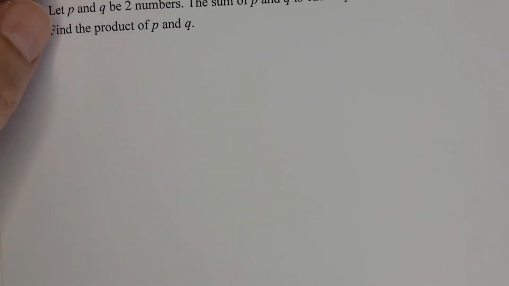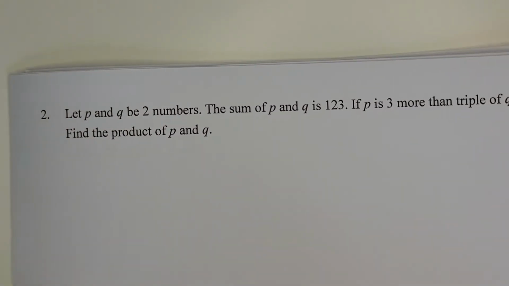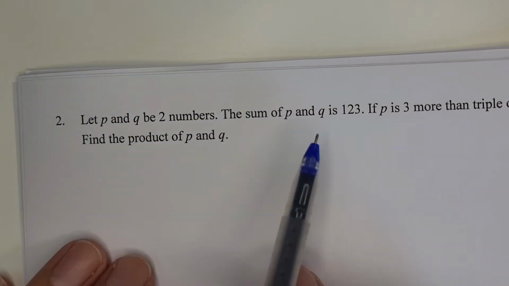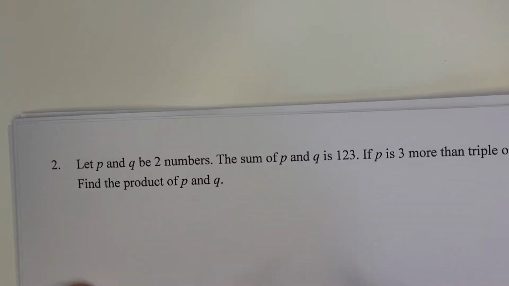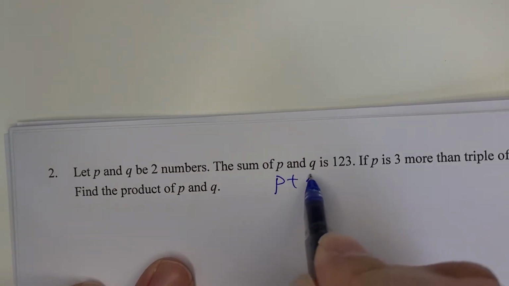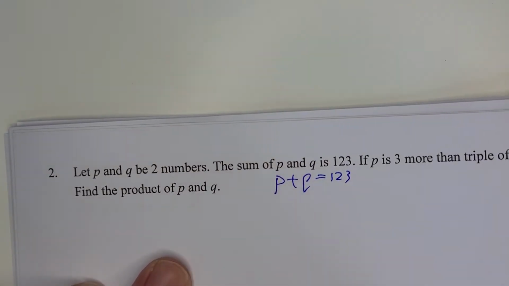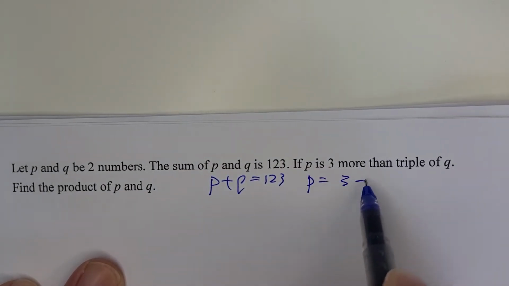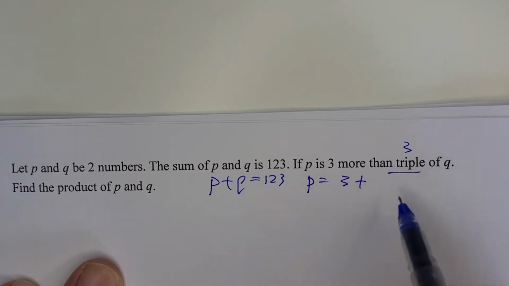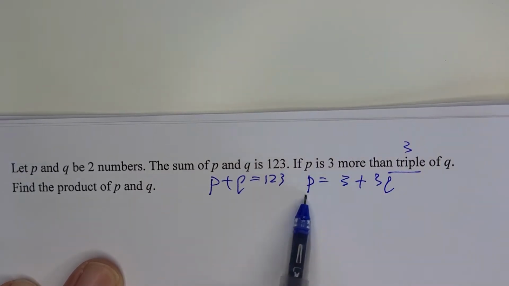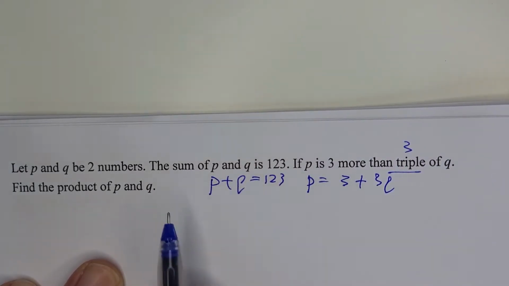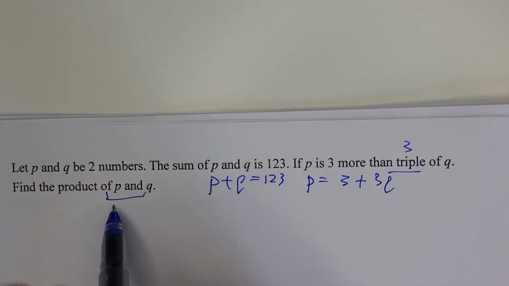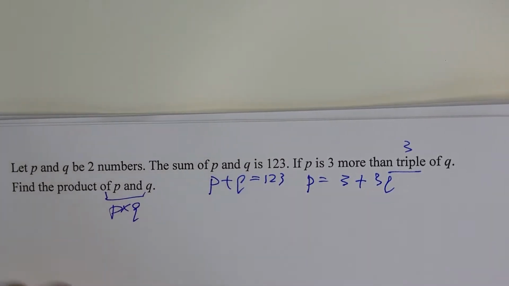And there's question number 2. Let p and q be two numbers. The sum of these two numbers is 123. So you can set up the equation p plus q is 123. And the second one, p is 3 more than triple, that is 3 times, okay? P is 3 more than 3 times of q. Find the product of p times q, okay?